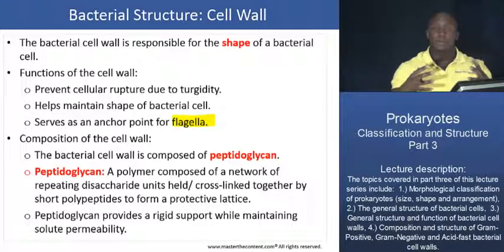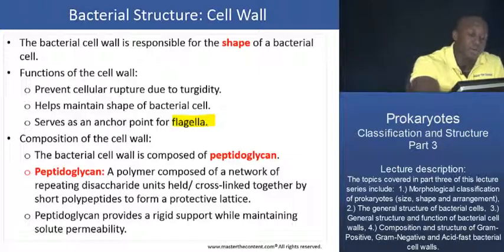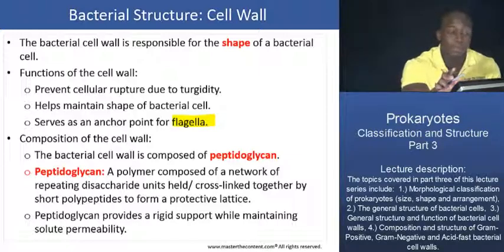So the layer of peptidoglycan has a very important structural function in cell walls. It gives it structural and mechanical strength and support. So it provides rigid support, and at the same time, while providing that rigid support, it still allows substances to pass across the cell wall. So it's fully permeable. It maintains solute permeability. It doesn't affect the permeability of the cell, but it increases its structural strength, its mechanical strength.